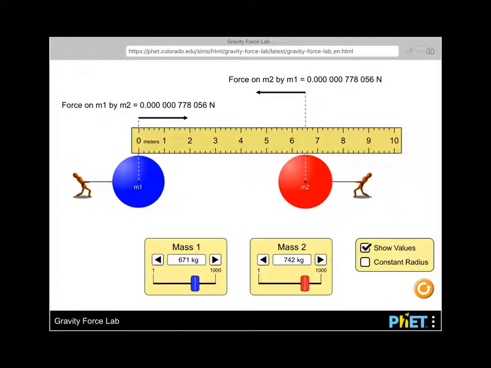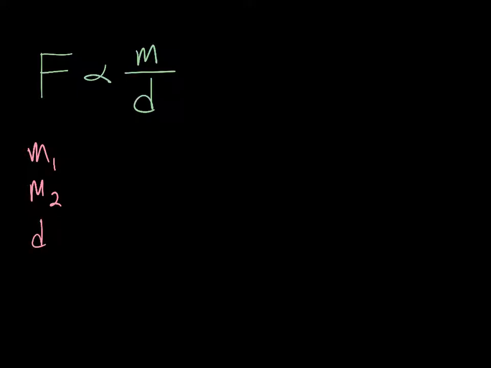All right, so let's write some stuff. Force was directly dependent on mass and indirectly dependent on distance. But I had two different masses, and though you may not have noticed it, I actually had two different distances.